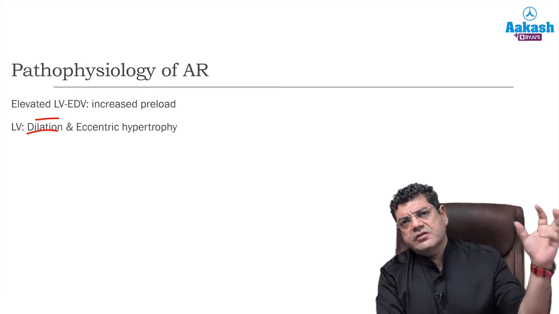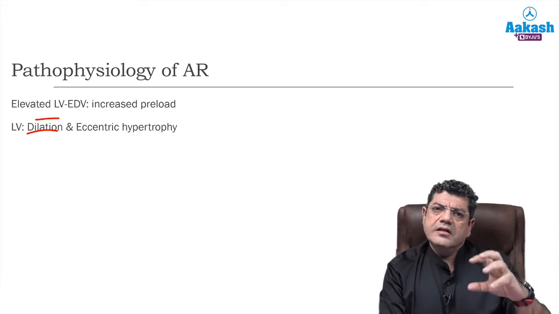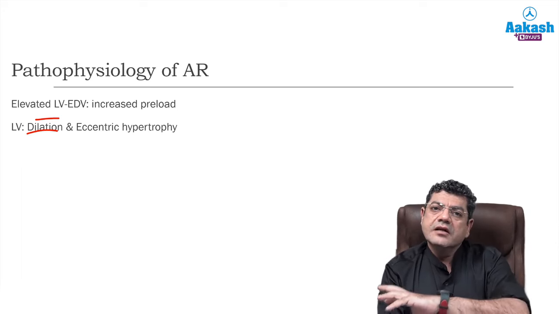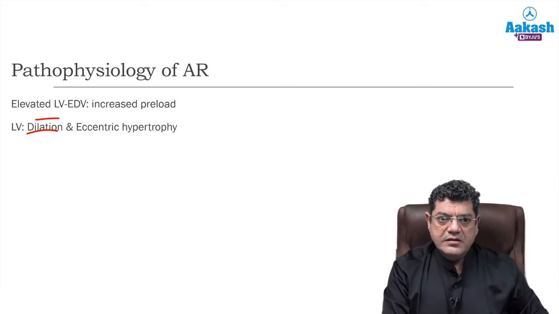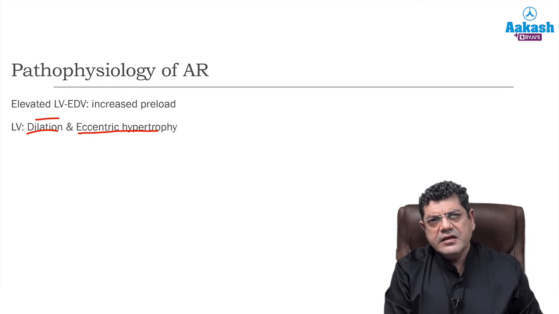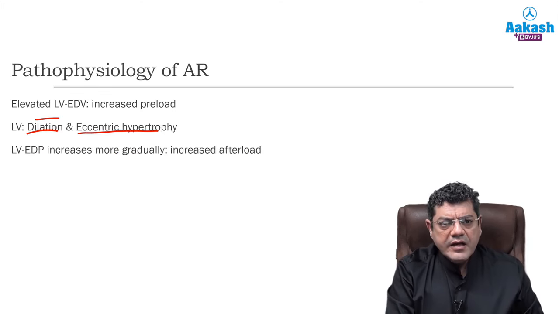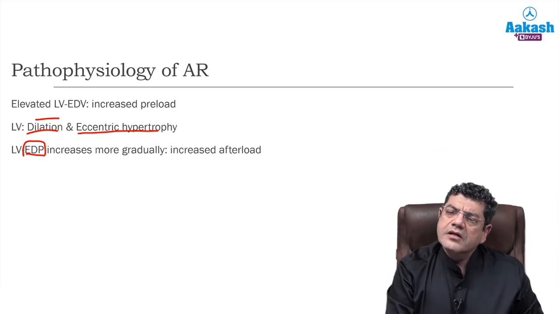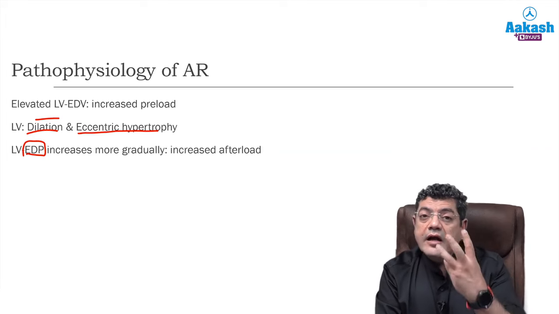Here the dilatation occurs much earlier. When we discussed aortic stenosis, we said that it compensates initially with LVH. The dilatation comes much later. Here it dilates early and undergoes eccentric hypertrophy. Why is there eccentric hypertrophy? Because the end diastolic pressure also increases with aortic regurgitation.